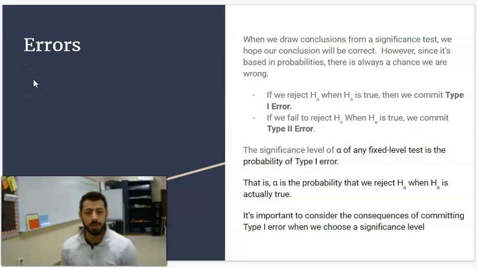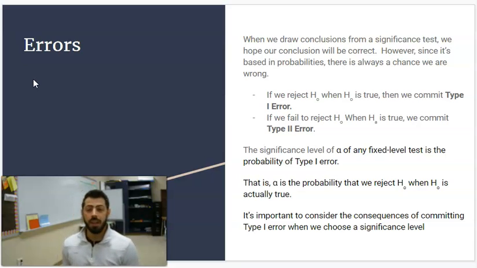If we fail to reject the null hypothesis when it wasn't true, when the alternative was in fact true, then we commit type 2 error. Basically, if he is lying and he doesn't make 80% of his free throws, if in fact he makes less than 80%, but we don't have enough evidence to call him out on that, that is called type 2 error.